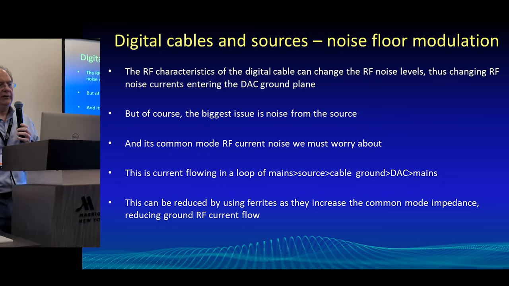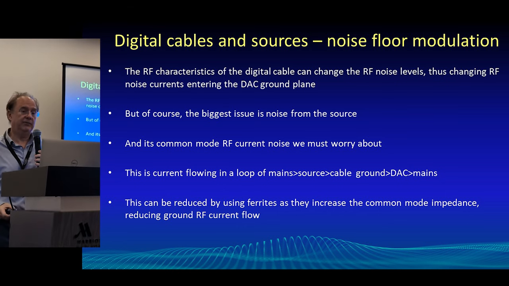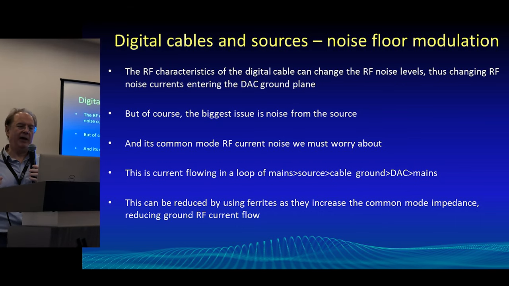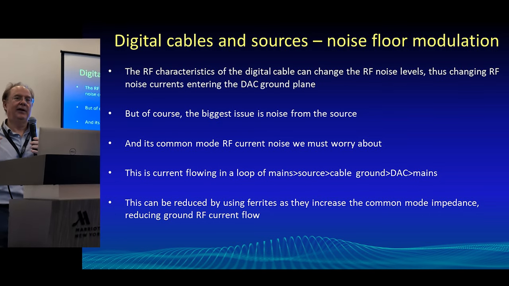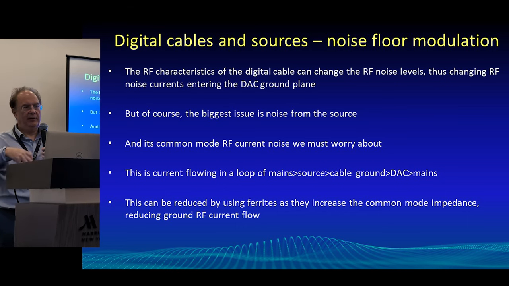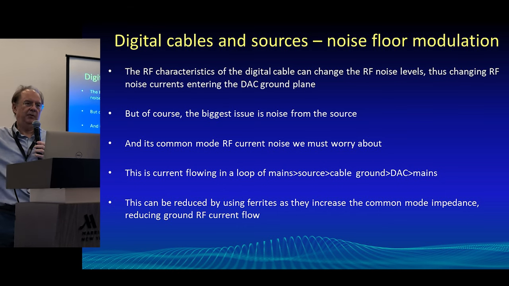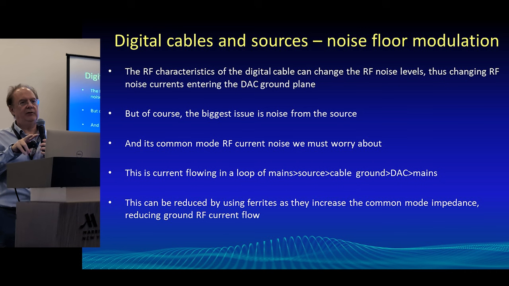So RF characteristics of the digital cable can change RF noise levels, particularly if they're not impedance matched. And the RF noise currents entering the DAC ground plane is a major, major issue. And this is where the mechanism for noise from your source getting into the DAC, how that technical mechanism is occurring. It's current flow into the product, into the ground plane. When that current goes into the ground plane and out through the mains connector, or the power supply section, it creates small voltage drops across the ground plane. The analog electronics sees these voltage drops.